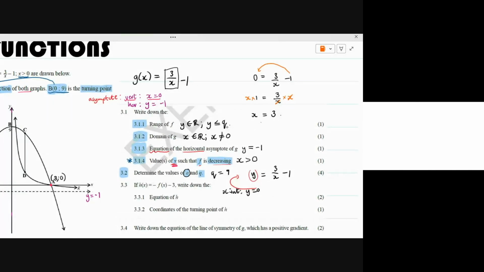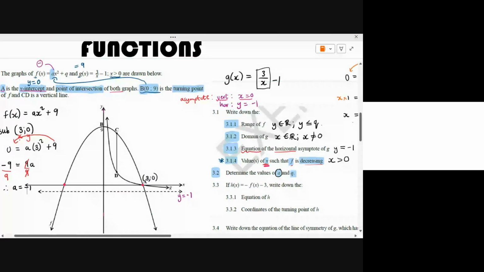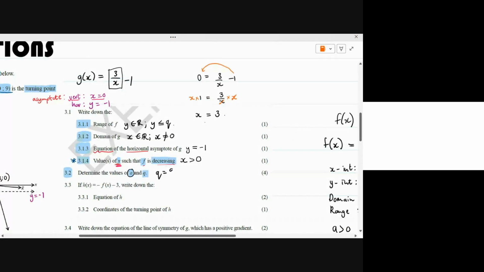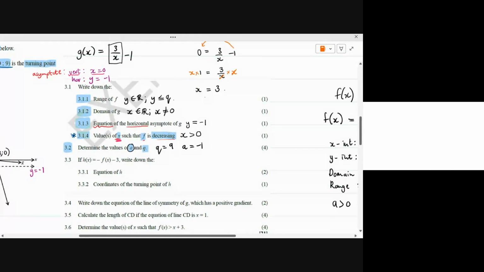Okay, because it's going to get a little bit techier, but we need to understand exactly what it is that we're doing in this instance. Sorry, I'm just going to write the answers here really quickly. Q is equal to 9 and A is equal to -1. All right, so in this next question here, it says if h of x, so they're giving us a new graph because at the moment we've got f and we've got g. They're giving us a new graph. If h of x is equal to negative f of x minus 3, write down the equation of h.